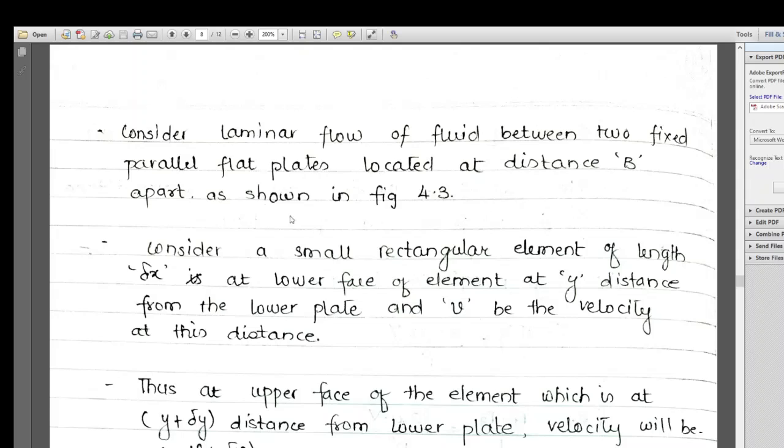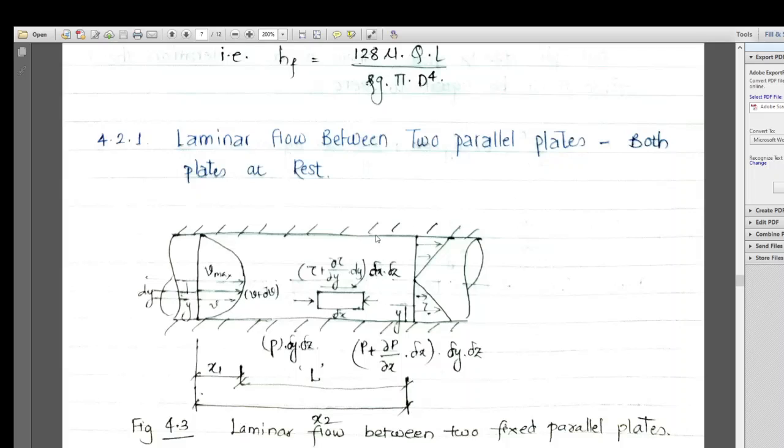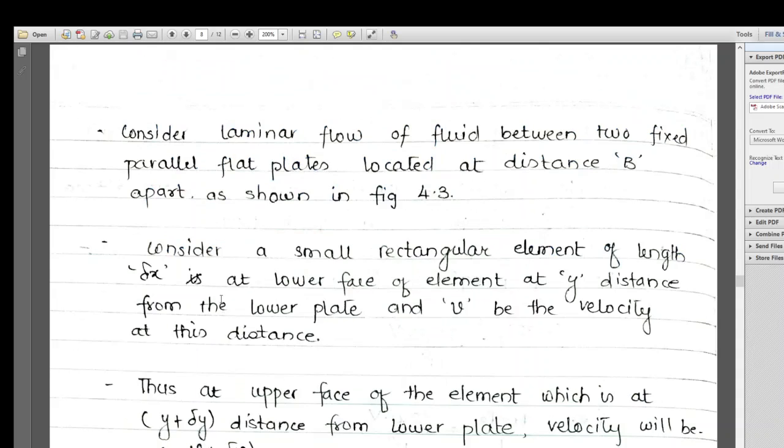Now we will consider the laminar flow of fluid between two fixed parallel plates which are located at a distance b apart. These two plates are apart from each other at a distance b. This distance is nothing but capital B. Now from that, consider a small rectangular element of length delta x, with the lower face of the element at y distance from the lower plate, and v be the velocity at this distance.